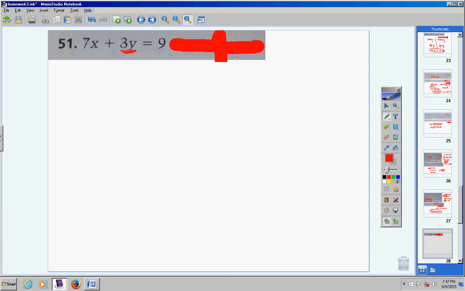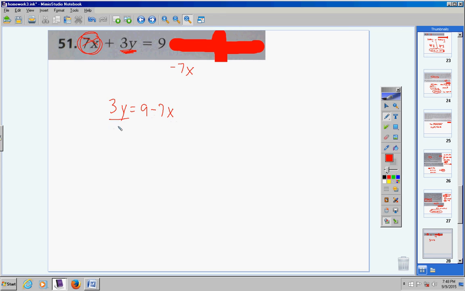So bring your 7x over and make it negative 7x. Please don't bring a 7 over and make it negative. Then bring your x over and make it negative. This is one term. They're multiplying. You have to move whole terms. So we're left with 3y equals 9 negative 7x.